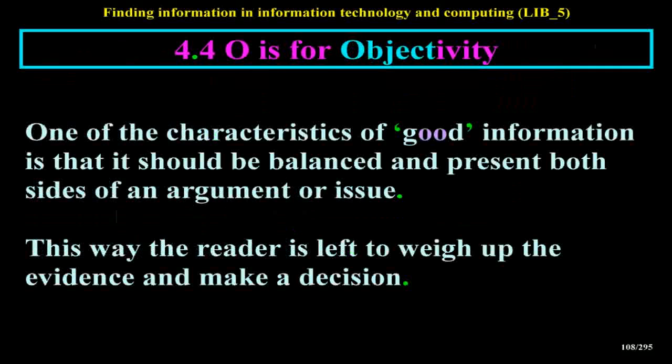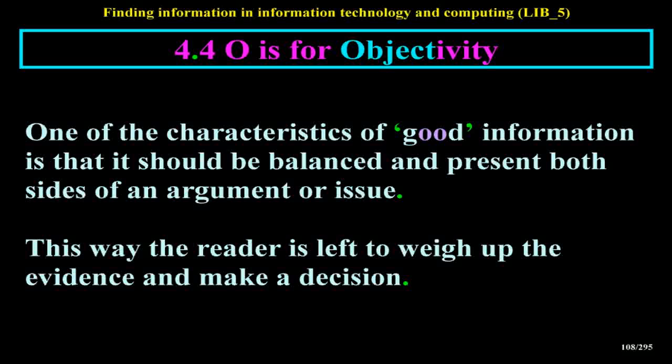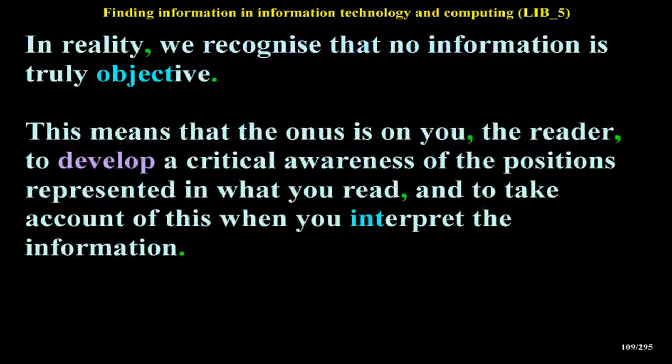4. O is for objectivity. One of the characteristics of good information is that it should be balanced and present both sides of an argument or issue. This way the reader is left to weigh out the evidence and make a decision. In reality, we recognize that no information is truly objective. This means that the onus is on you, the reader, to develop a critical awareness of the positions represented in what you read, and to take account of this when you interpret the information.